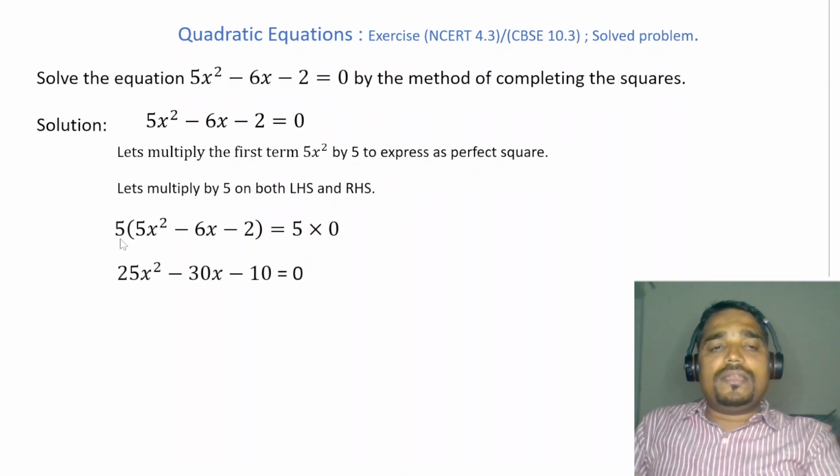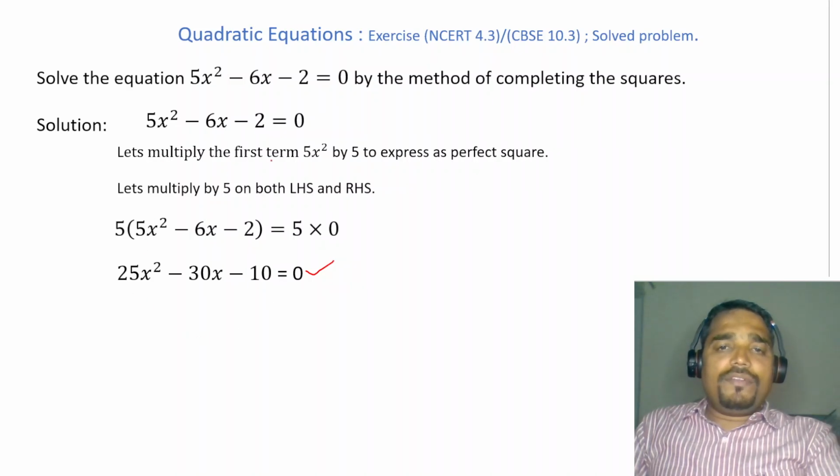Also on LHS, let's apply the distributive rule, wherein 5 gets multiplied to all the terms. 5 into 5x square is 25x square, plus 5 into minus 6x is minus 30x, plus 5 into minus 2 is minus 10, is equal to 5 multiplied by 0, which is 0.